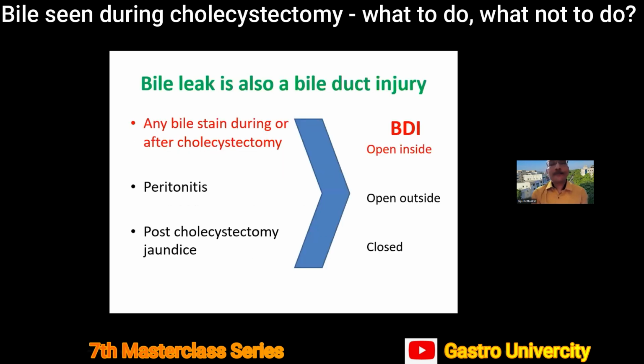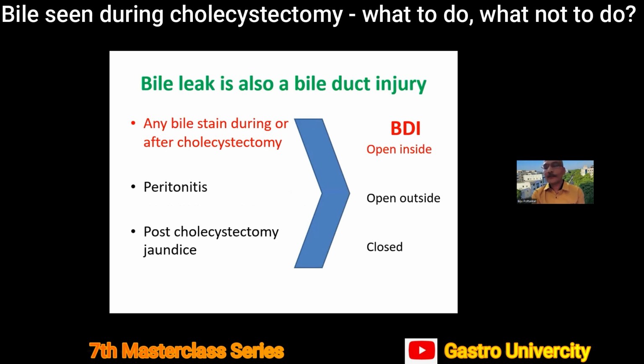Now, when you see a bile leak, what exactly is a bile duct injury? Again, with a sensitivity approach, a do-not-miss approach, any bile stain during or after cholecystectomy should be considered a bile duct injury.